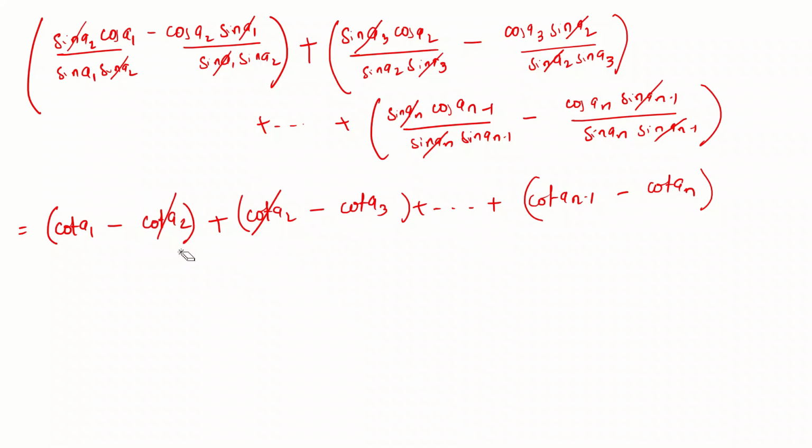Alright, so in a similar way the cancellation will happen. That means the second term of the first bracket will cancel out with the first term of the second bracket, and similarly this second term will cancel out with the other first term, and all the cancellations happen up till the last term.